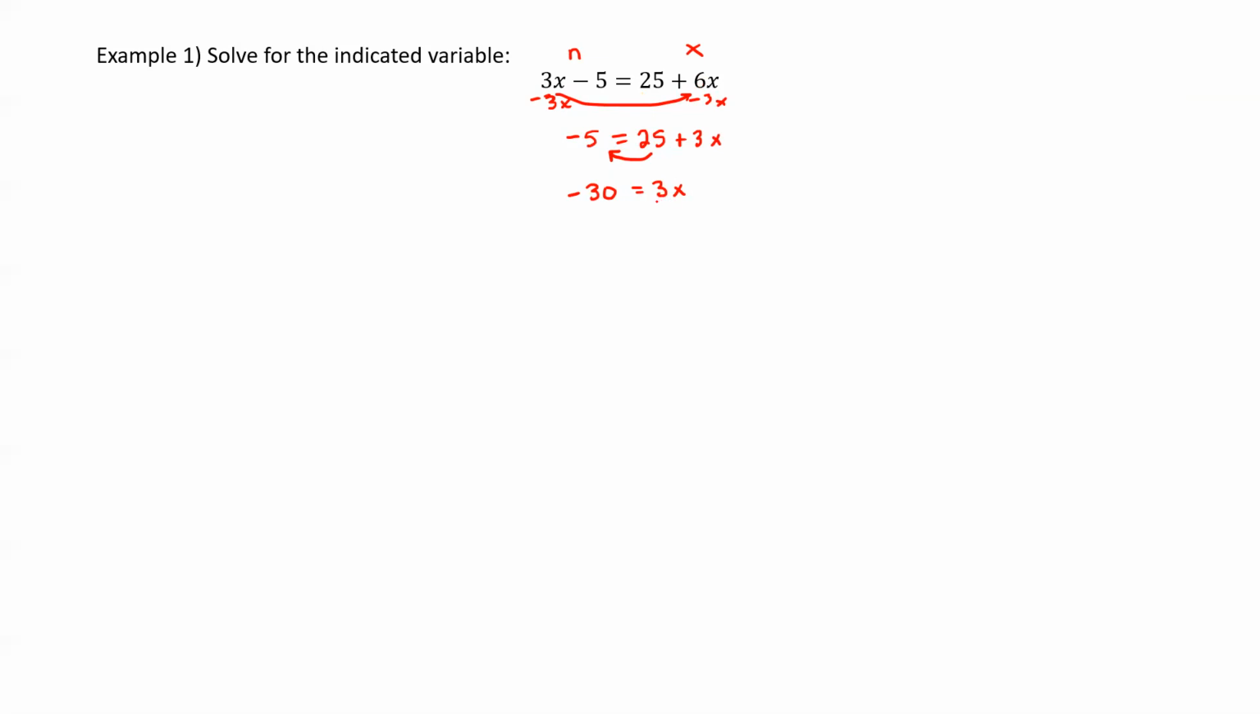Now we just need to solve for x. So to do that, we just want to get x alone, so we divide by 3, and you get x equals -10. Nothing too bad, just a straightforward little algebra problem. So next up, let's do a little more complex.